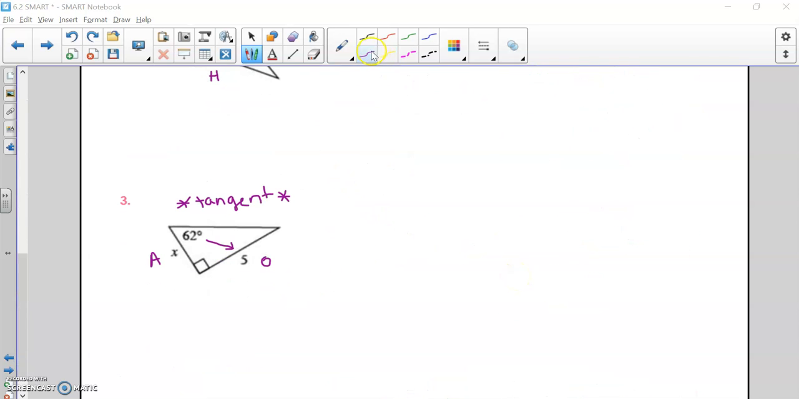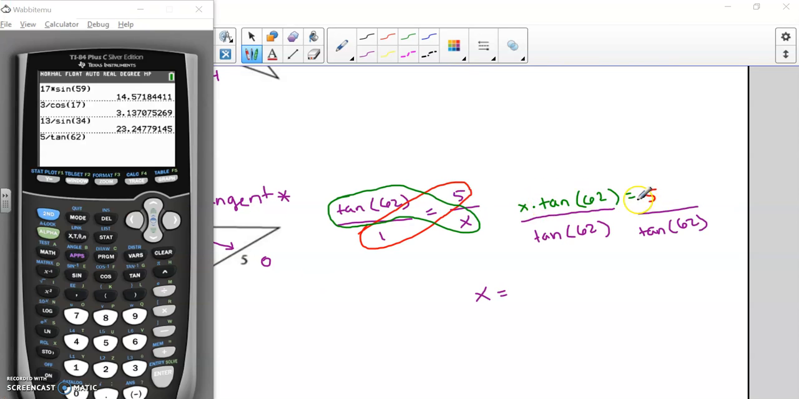All right, I'm going to go ahead and set up my proportion. I'm going to pause the recording as I do that because I'm running out of recording time here. So here's my proportion, and then I'm going to solve it and we will come back. All right, so I set up my equation with the cross multiplication and I divided both sides by tangent of 62. So here I've typed that in the calculator and I get 2.66.